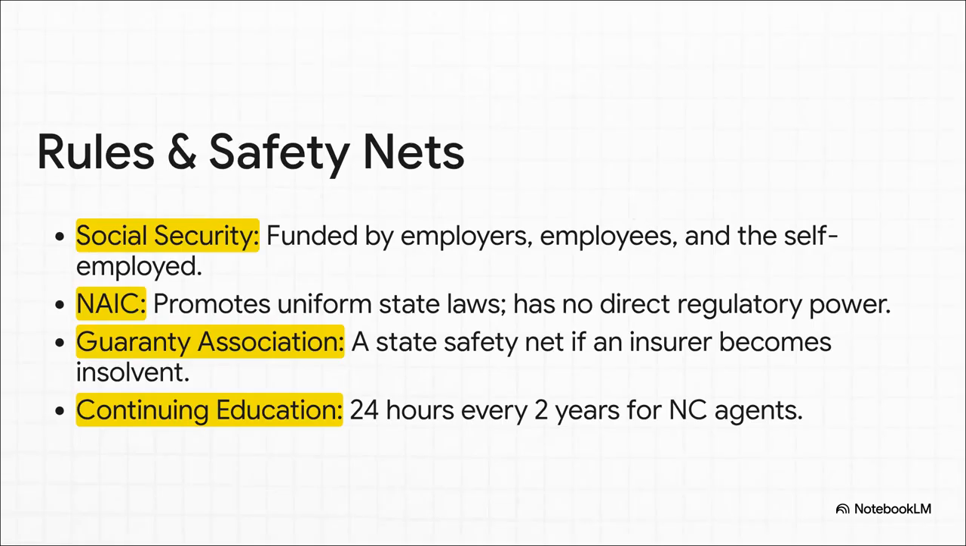And last but not least, a few key regulations. Know that Social Security funding comes from specific taxes on employers, employees, and the self-employed. The NAIC, or the National Association of Insurance Commissioners, is a group that helps make state insurance laws more consistent, but it can't actually make laws. If an insurer goes bankrupt, every state has a guarantee association that acts as a safety net to protect policyholders. And for you, once you get your license, remember, you'll need 24 hours of continuing education every 2 years to keep it active in North Carolina.